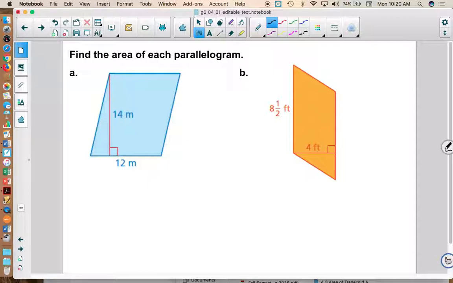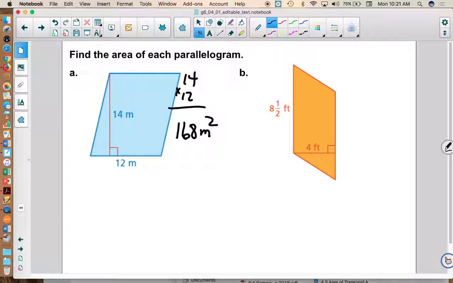What is the area of A? What's its area back there, Jordan? Are you sure about that? 168 meters squared? Did I do it wrong? Yeah. I probably did. Thank you. 168 meters squared. Jordan, how did you get it? Good. 14 times 12 equals 168 meters squared. Good. What about B?